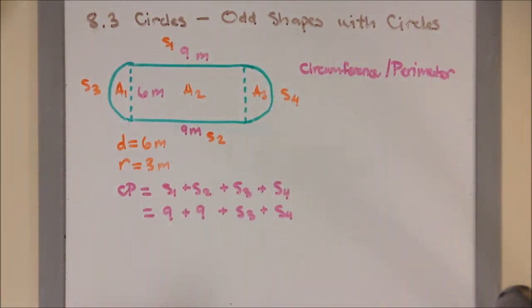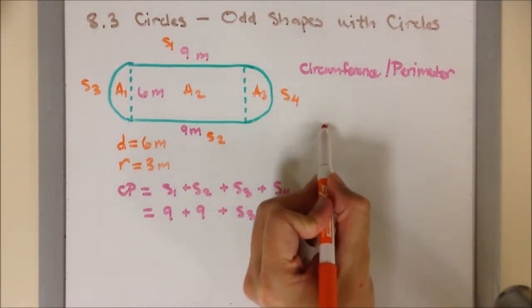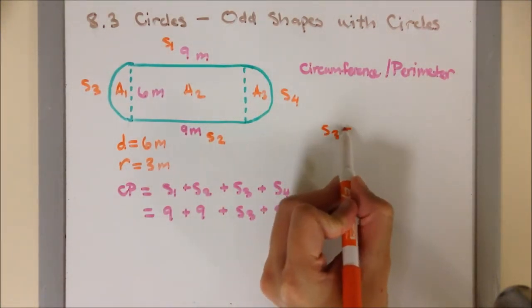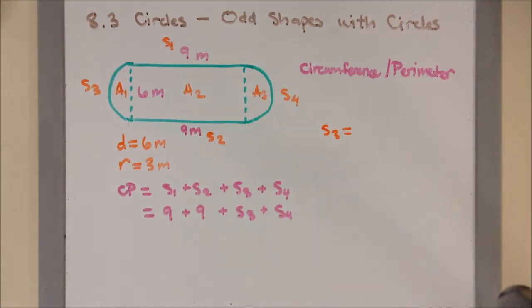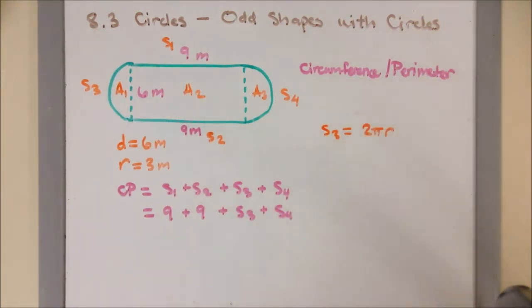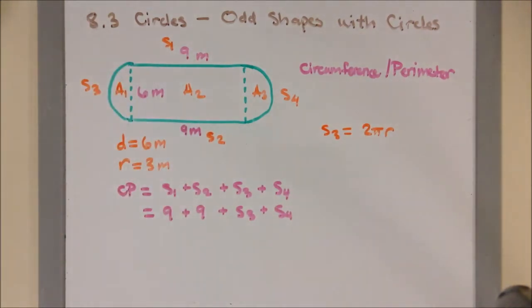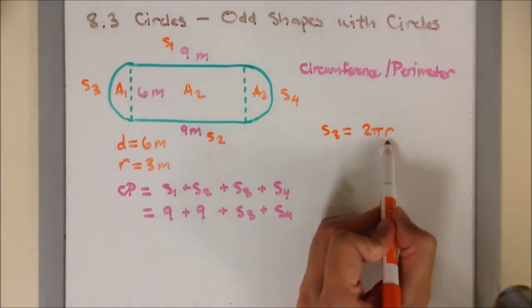So, in order to find the circumference of S3, I'm going to write S3 here. Now, remember the formula for circumference is 2 pi r. That's the formula for a full circle. I repeat, that's the formula for a full circle. But on the left, it's half a circle. So if it's half a circle, I'm going to divide by 2.